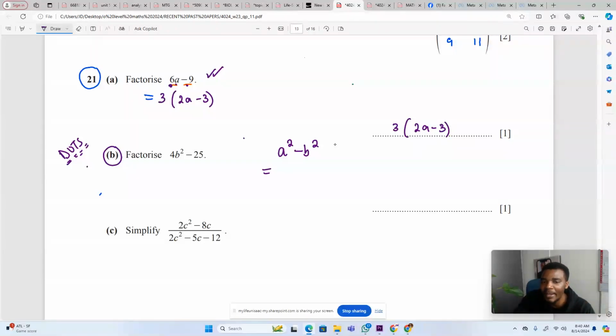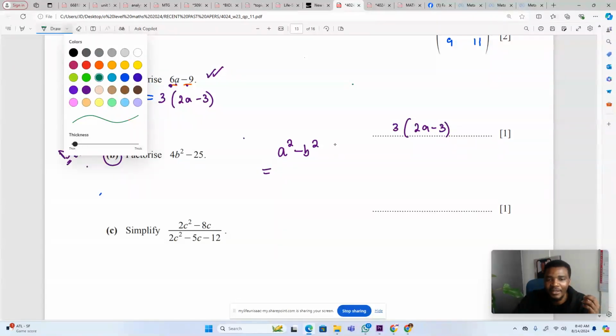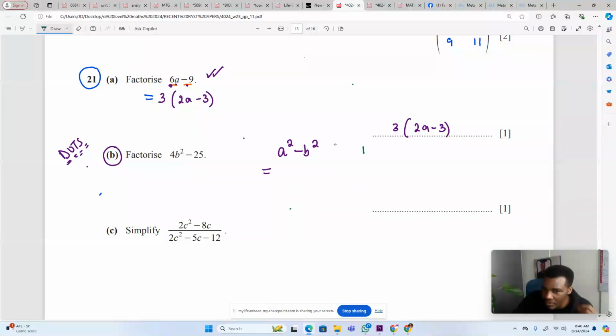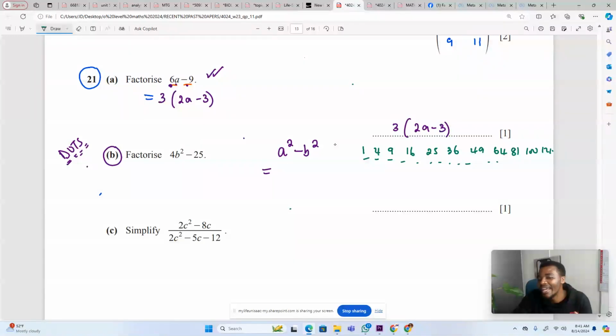a squared is a square number, b squared is a square number. But remember what exactly a square number is. A square number is the result that you get when you multiply an integer by itself. 1 times 1 gives 1. 2 times 2 gives 4. 3 times 3 gives 9. 4 times 4 gives 16. 5 times 5 gives 25. 6 times 6 gives 36. 7 times 7 gives 49. Then 64, 81, 100, 121, etc. These are what we call square numbers.